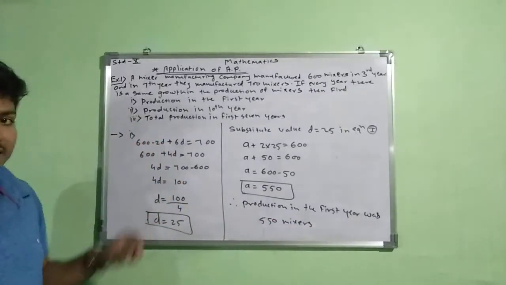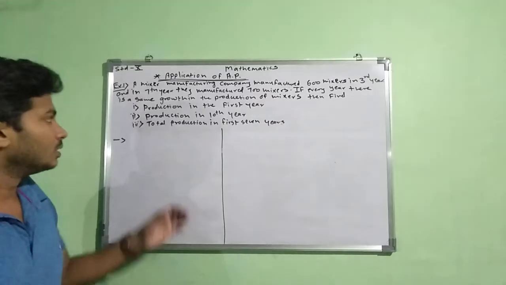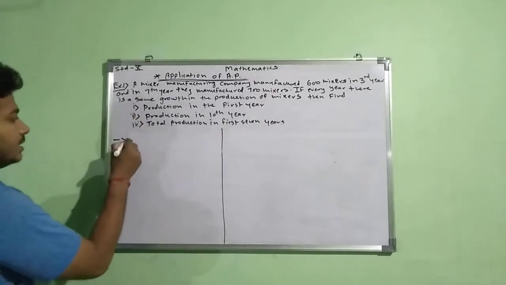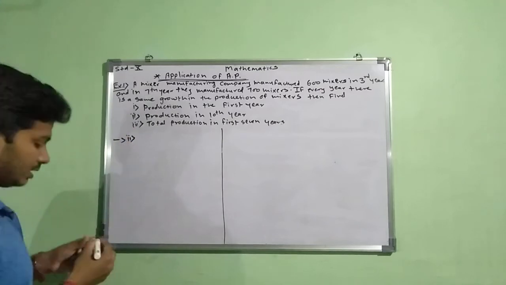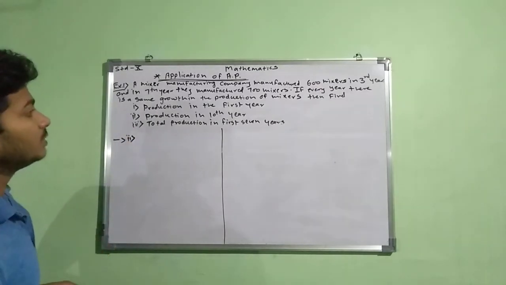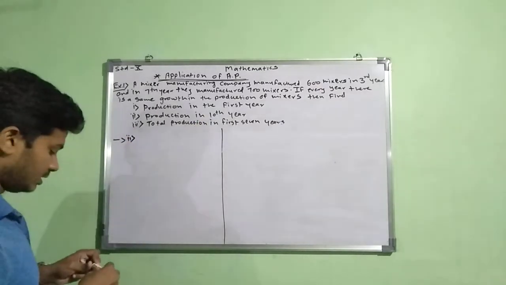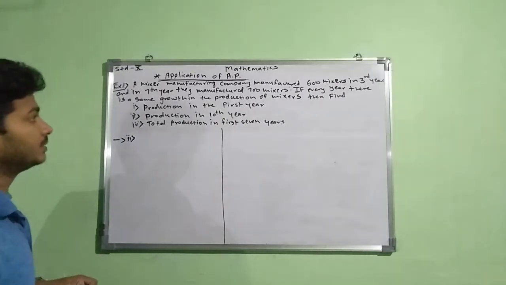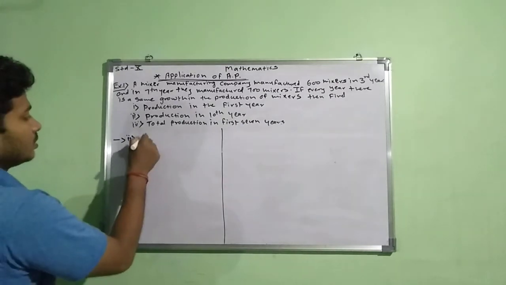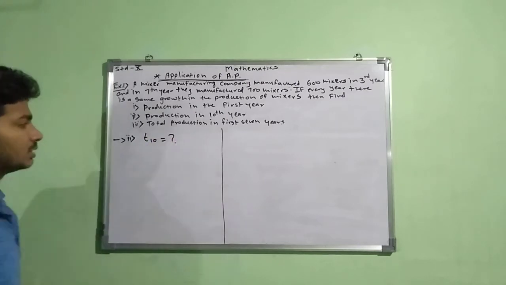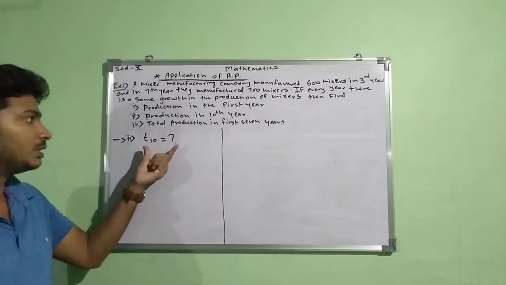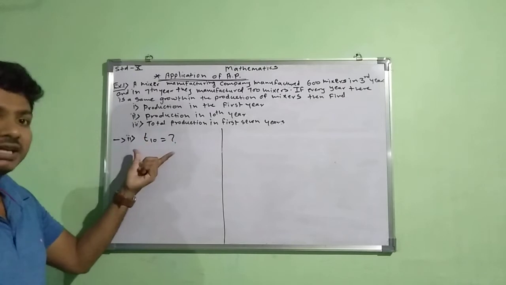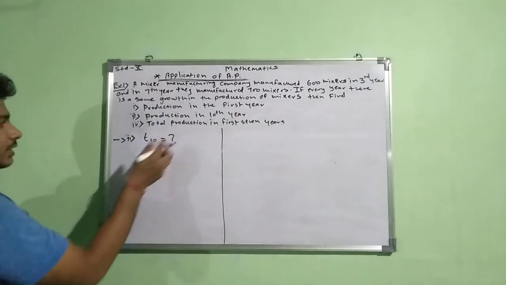Now we will solve that second one. So now we will solve that second sub question, and the question is what will be the production in 10th year. Okay, so that means T10 we have to find. T10 is equal to question mark. That means whatever will be the production in 10th year, that we have to find here.